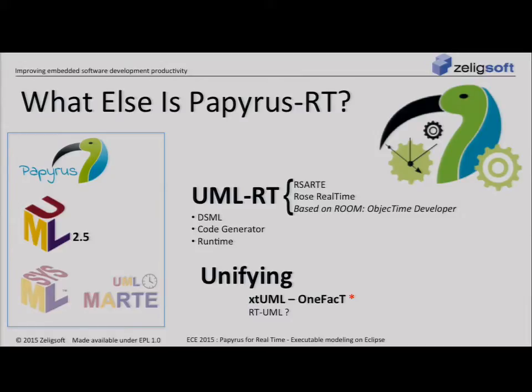RTUML, which is what IBM Rational Rhapsody implements, as well as XTUML. XTUML is the old Shlaer-Mellor work that has been created by a few companies. There's really only one left, and that's BridgePoint. And BridgePoint was spun off from Mentor Graphics into another company called One Fact. Now, One Fact has put all of their stuff in open source.